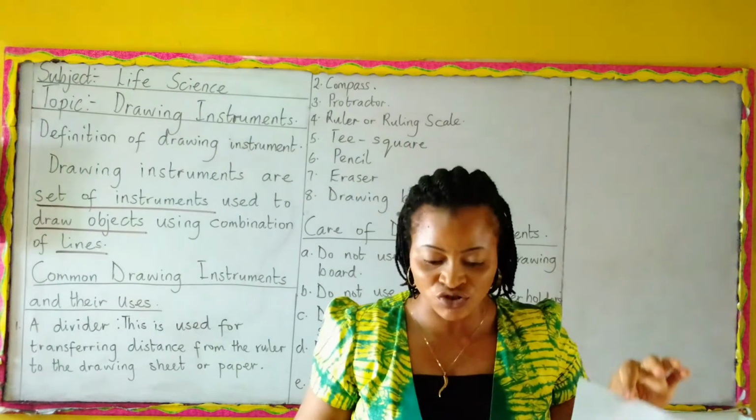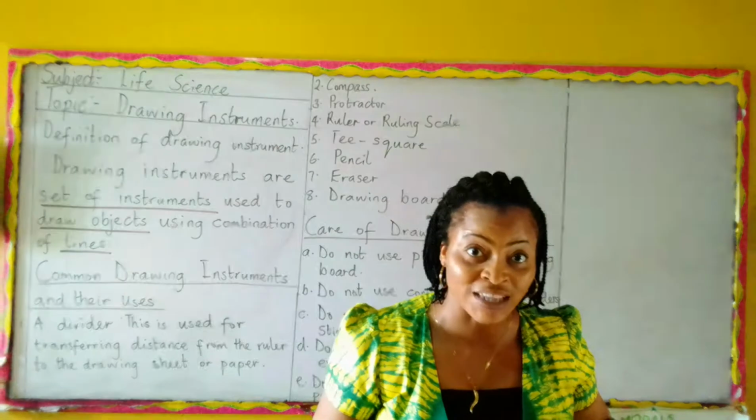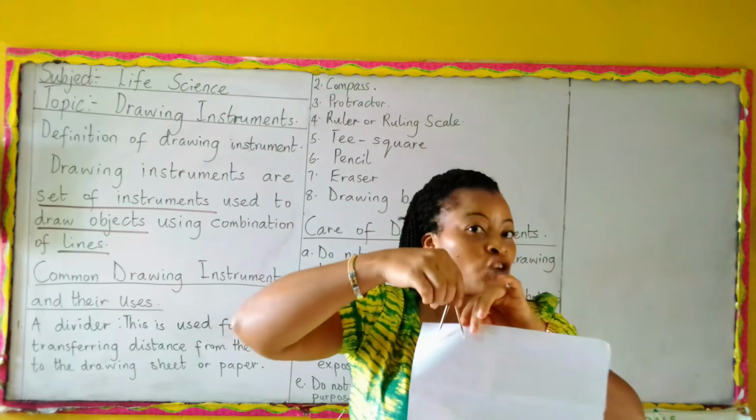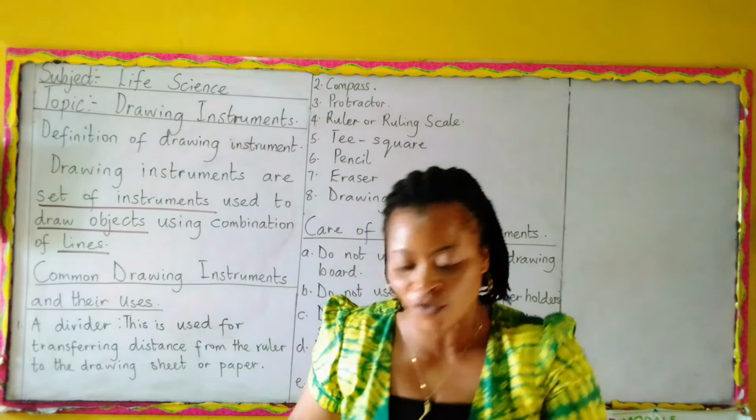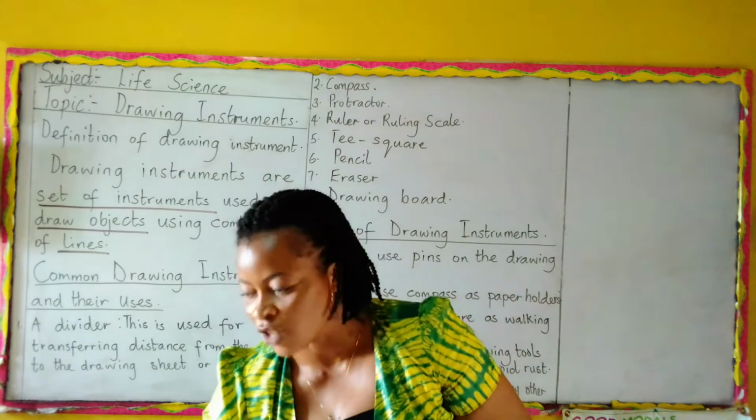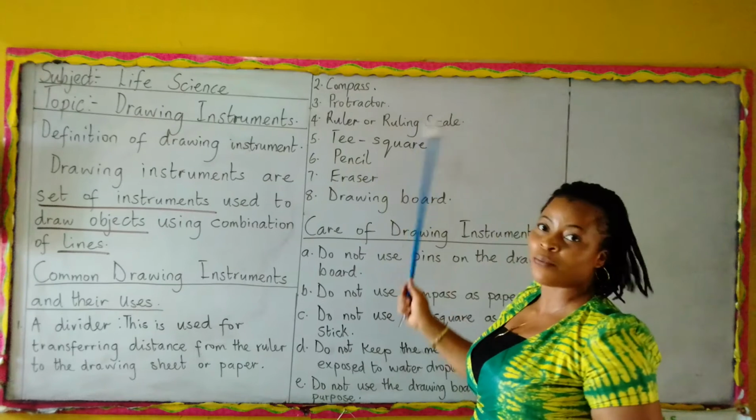So that is how you can transfer your line, your distance from your ruling scale to a sheet of paper. That's the use of a pair of divider. Then the second one, we are going to talk about the compass.